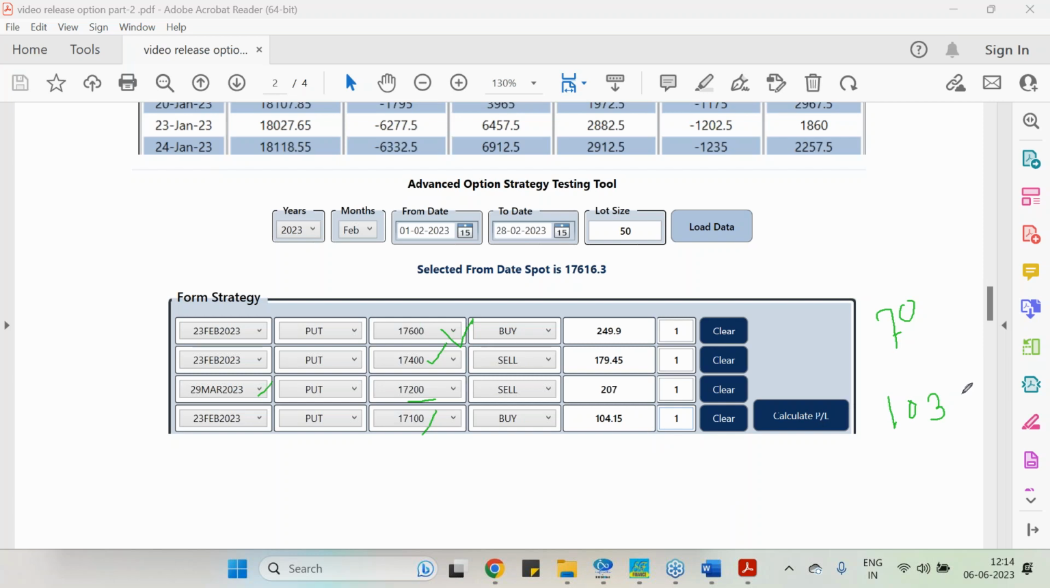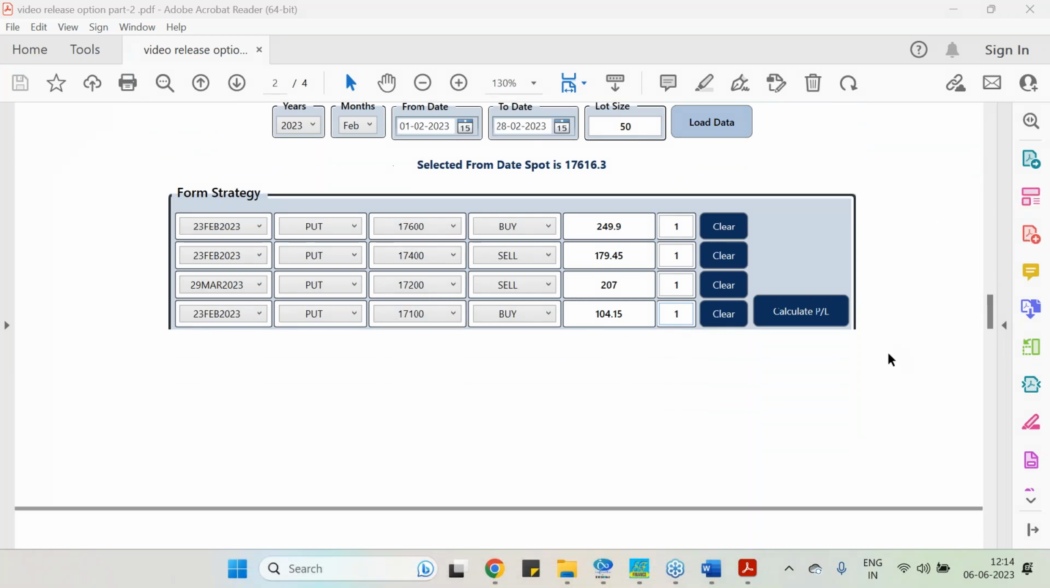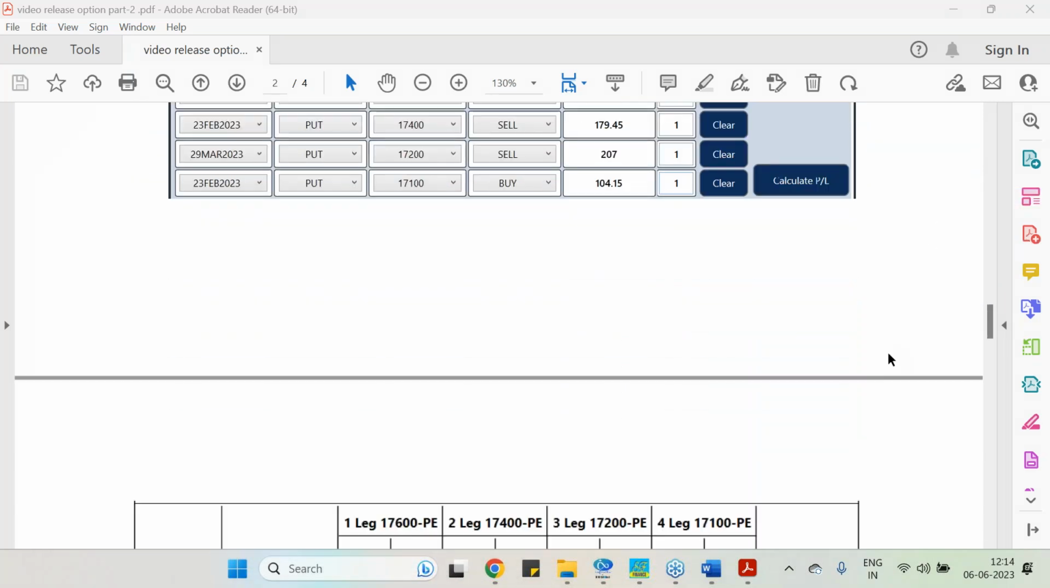We can still tweak the plot. We can bring it to 17,300 and so on also. So bring it to 70 rupees. So by this process of getting 103 also, it is still 150% is allowed.